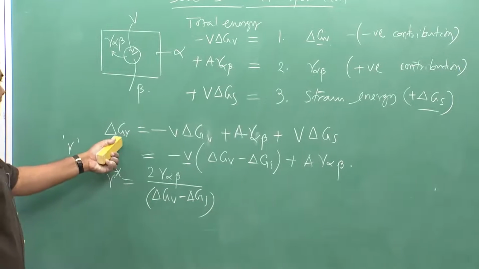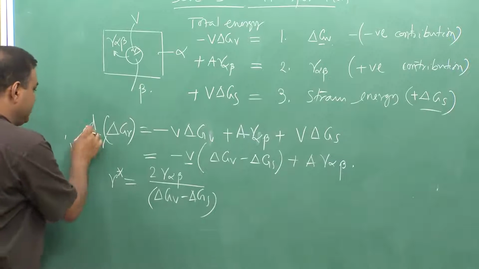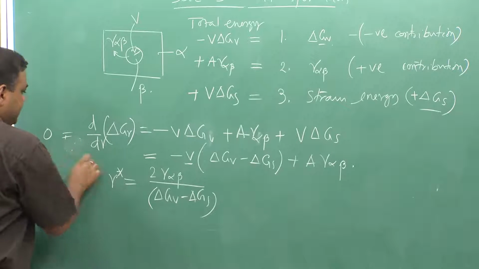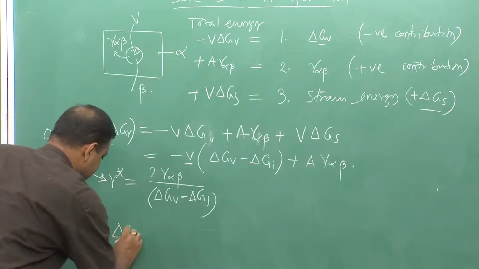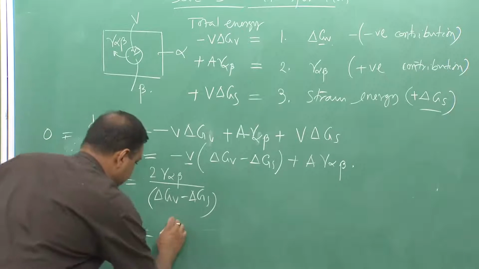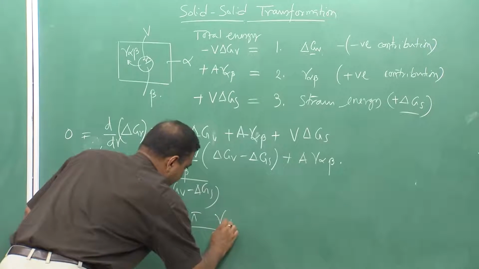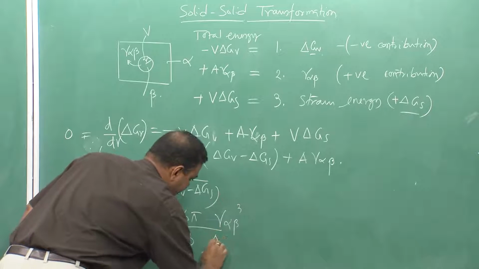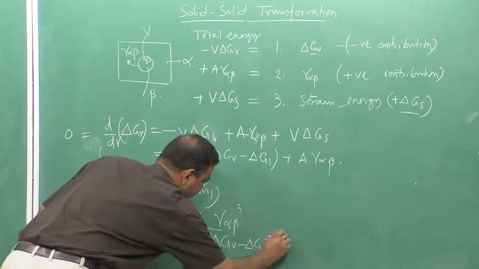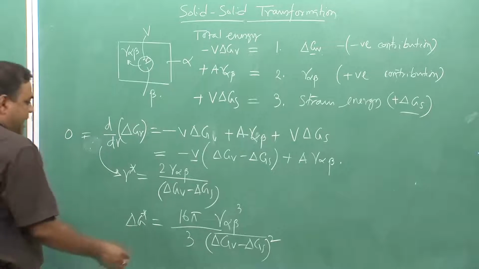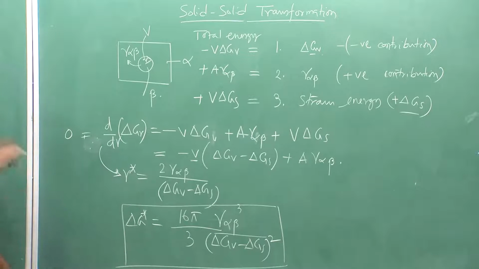If we set that equal to 0, you will get this. Okay. So, once you get this, delta G star you can also calculate, which would be 16 pi gamma alpha beta cubed divided by 3 times delta GV minus delta GS squared. Okay. And this is the expression for the activation barrier.